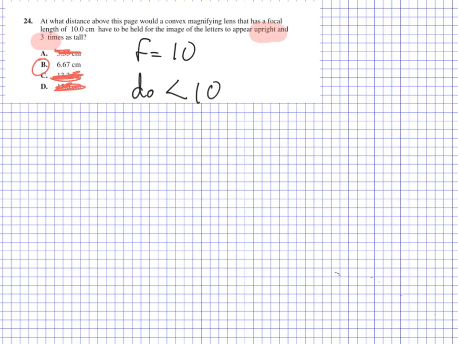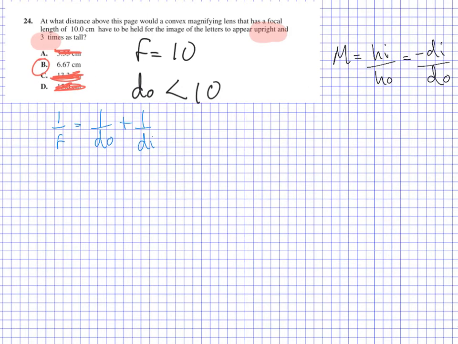So now we're going to prove to ourselves, using algebra, that it really is B as an answer. And of course we can use our magnification equation. So we've got magnification is equal to HI over HO, and also to negative DI over DO. Of course, we also have our lens maker's formula: 1 over F equals 1 over DO plus 1 over DI.